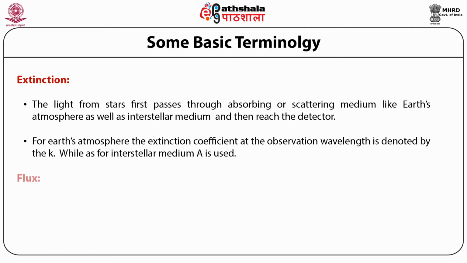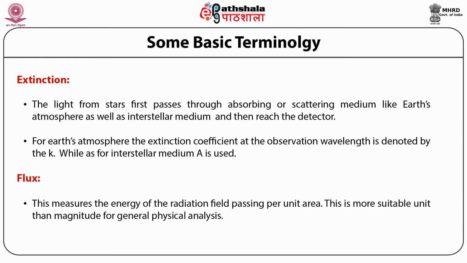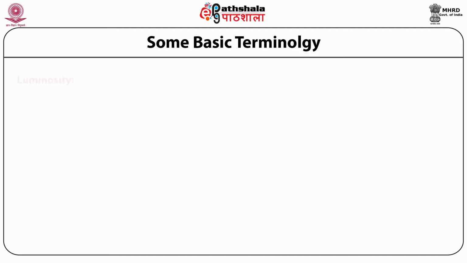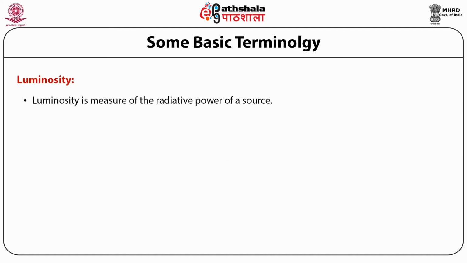We talk about the flux also, which measures the energy of the radiation field passing per unit area. This is a more suitable unit than magnitude for general physical classes. Luminosity. Luminosity is a measure of the radiative power of a source. It relates to the entire output and therefore is related to the absolute bolometric magnitude, defined by M_bol = 4.75 minus 2.5 log(L/L☉), where L☉ represents the solar luminosity.